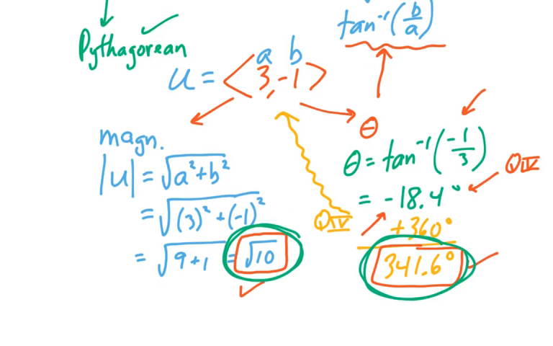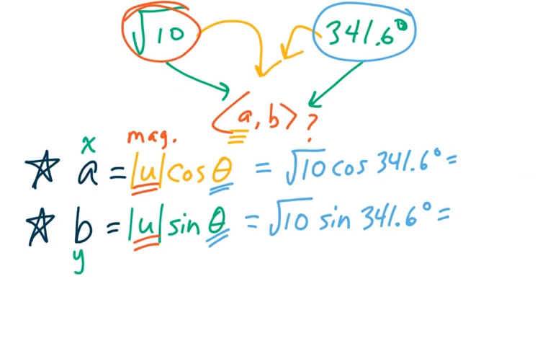Do you remember what the original was? Right over here, 3, -1. Let's see how close we get to 3, -1 as our a and b. Okay, so let's plug in 341.6, and I'll take the cosine of it, and I'll multiply by root 10, and I get a lot of zeros, so it's basically 3.0. That's awesome. That matches exactly what my a value is down here.